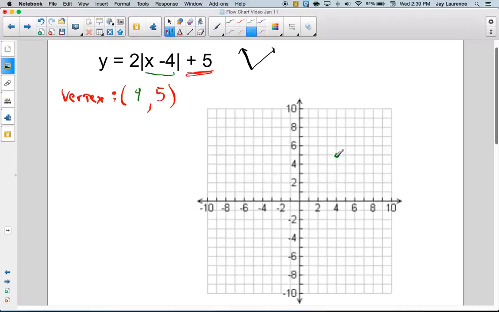Again, if you don't get this and you want to come in after school, that'd be fine. I could have you do a little experimenting, and you could see what was going on. So anyway, there's the vertex.